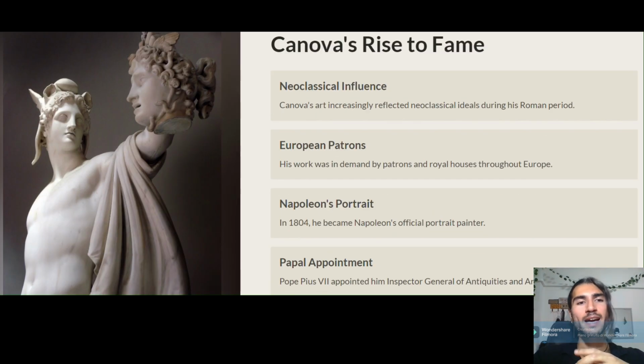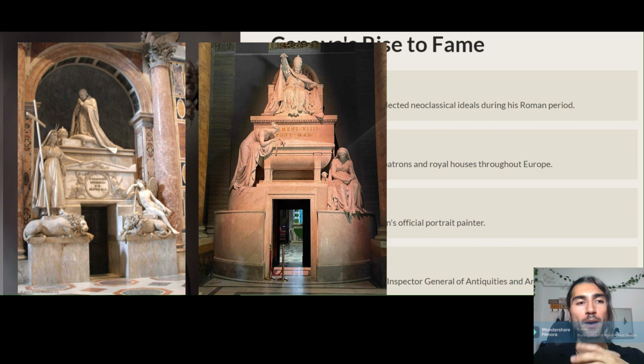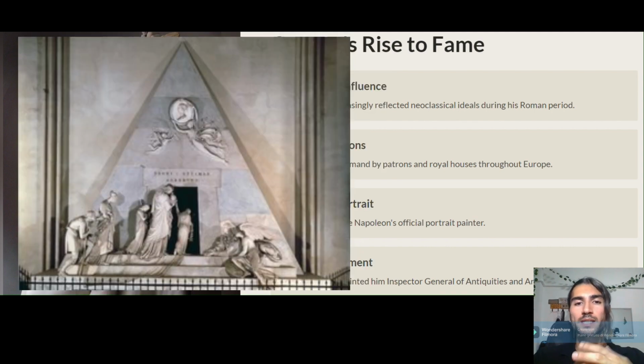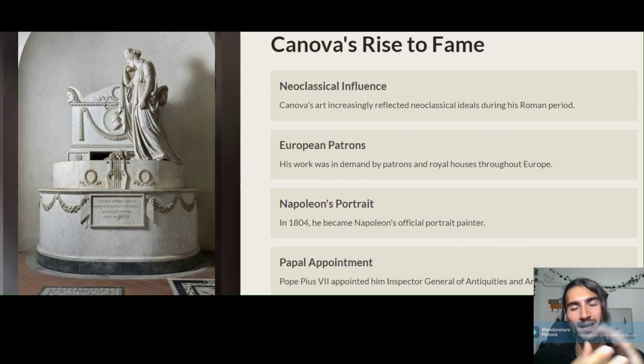Throughout his life, Canova worked for many important patrons, including European royals and popes. Some of his most famous works include the funerary monuments for Pope Clement XIII and Clement XIV in Rome, the monument of Maria Cristina of Austria in Vienna, and the statue of Vittorio Alfieri in Florence.